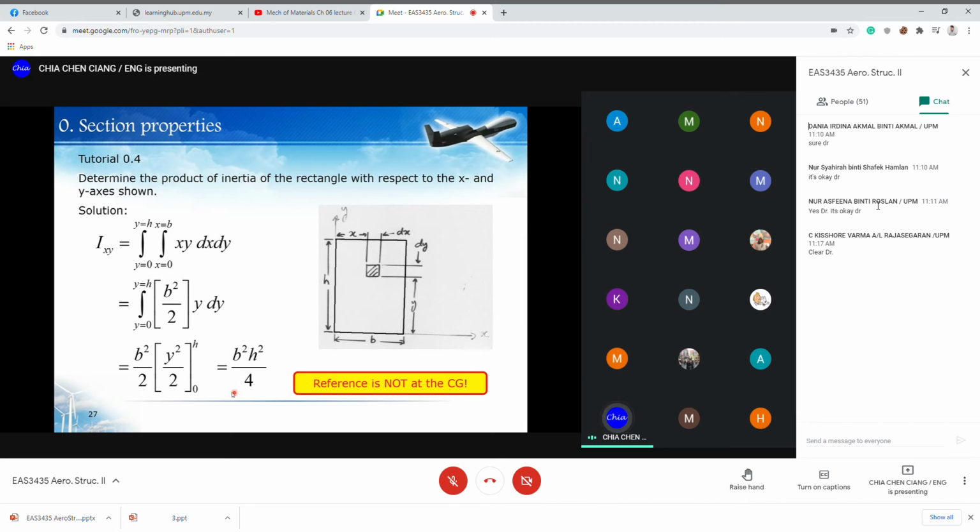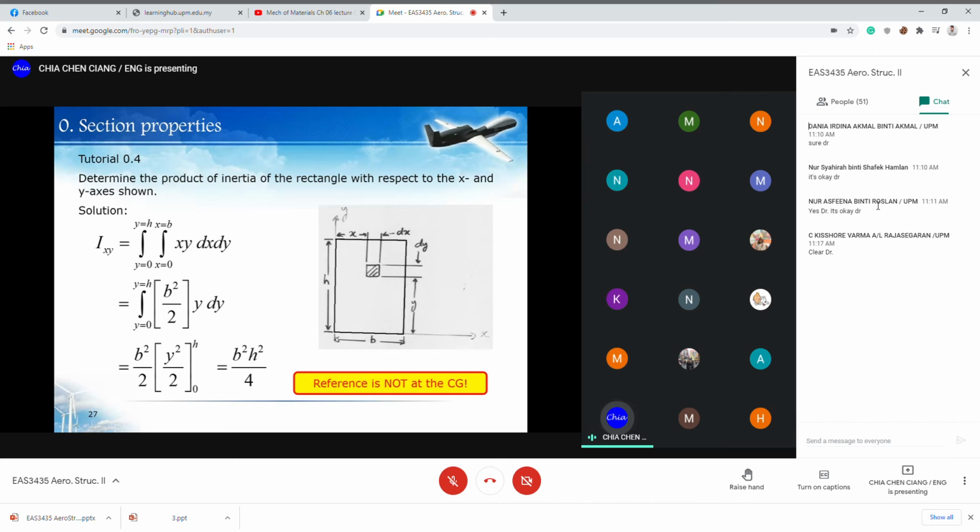But now we have an equation with square and square and divide by 4. Definitely no matter what value you give to b and h, you will have a positive value, right? That is because the reference point is near the lower left corner here, this point. This is the x-axis, this is the y-axis, so the origin is over here. If you want to use this equation, Ixy equals b square h square over 4, you need to check the dimension at the lower left corner.